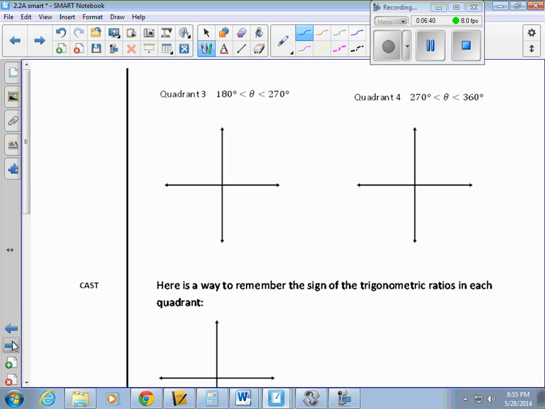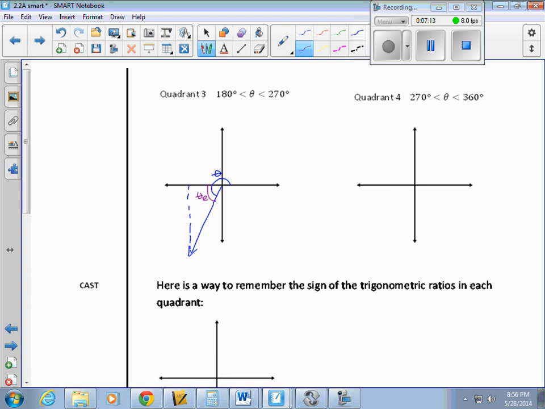So quadrant 3 then. That's between 180 and 270 degrees. So quadrant 3 means my angle will be somewhere in here. So my whole angle is going to go from here to here. That's my theta. Since I'm in quadrant 3, that means I'm going to be using my reference angle to calculate these values.